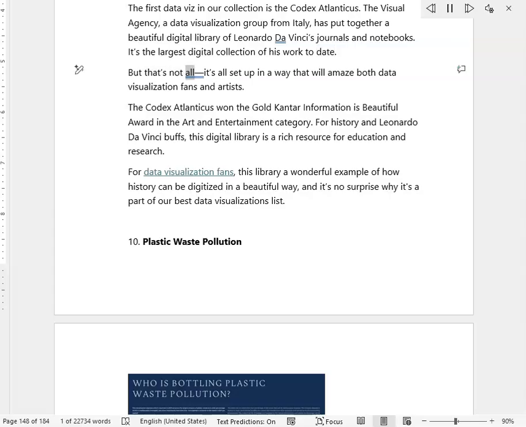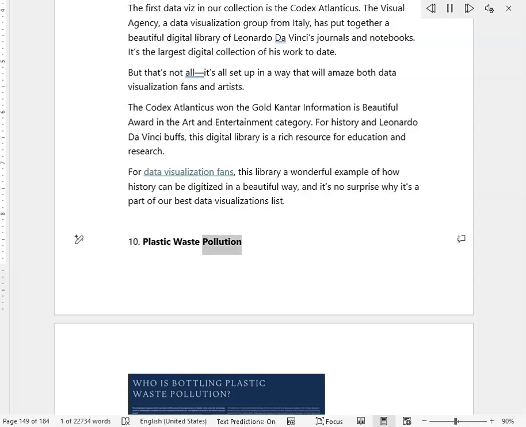But that's not all. It's all set up in a way that will amaze both data visualization fans and artists. The Codex Atlanticus won the Gold Cantor Information is Beautiful Award in the Art and Entertainment category. For history and Leonardo da Vinci buffs, this digital library is a rich resource for education and research. For data visualization fans, this library is a wonderful example of how history can be digitized in a beautiful way, and it's no surprise why it's a part of our best data visualizations list.